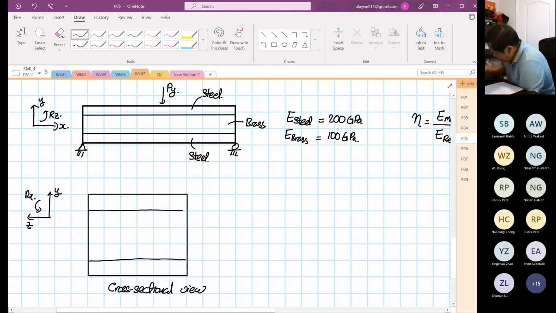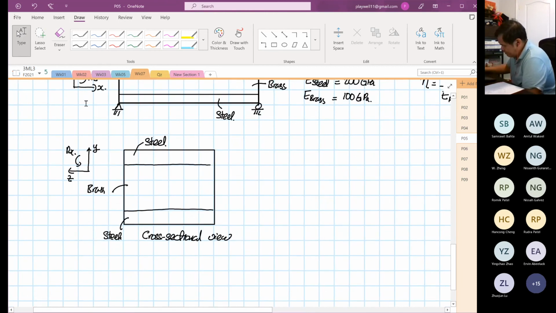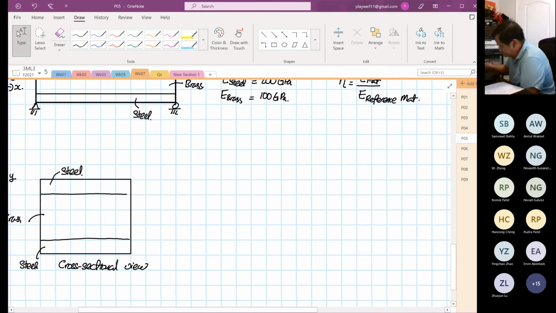So this is our steel, and this is our brass. So case number one, let me bring this down lower. I have a lot of things to write. So case number one, we are going to use steel as reference material.